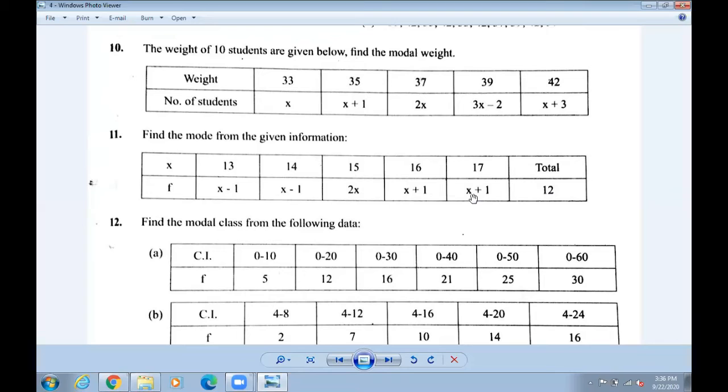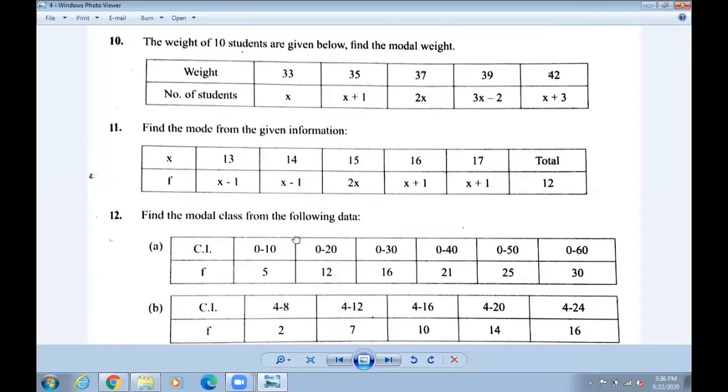Okay, so what do we need to write? Total equals x minus 1, x minus 1, 2x, x plus 1, x plus 1. In this way you get the equation and you get the value of x. The value of x will be 2. So get it? After getting the value of x, put the value in the similar way. Number 10, get the value and get the answer.